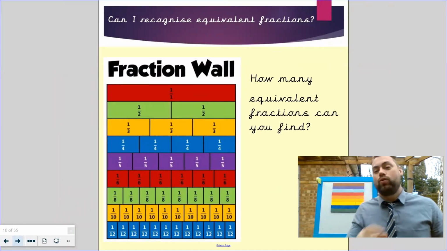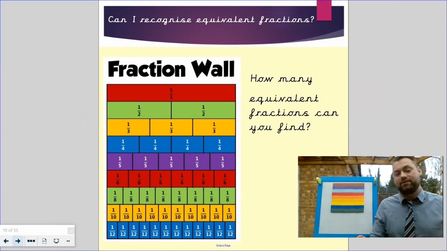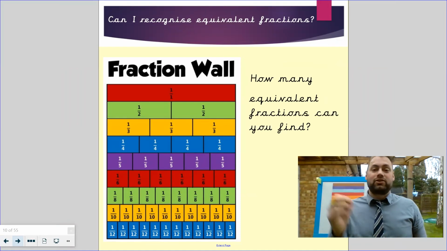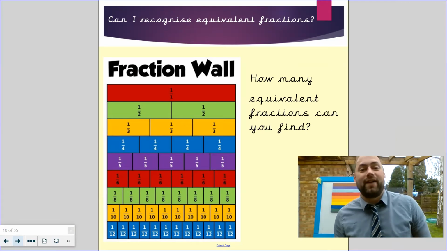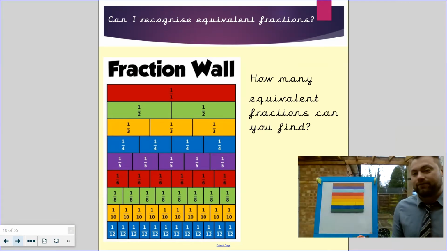So on your wall chart now, give yourself a few minutes just to familiarize yourself with it. You don't have to write anything down, but just try to see how many equivalent fractions you can find, okay? So I'll give you a couple of minutes, pause the video, and then you can rejoin.